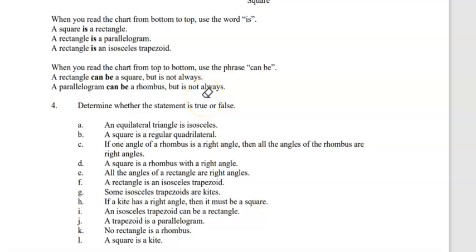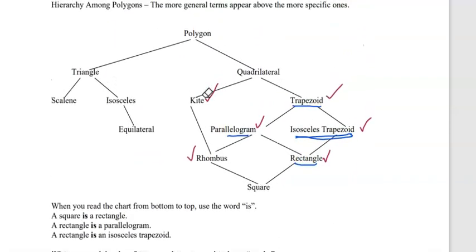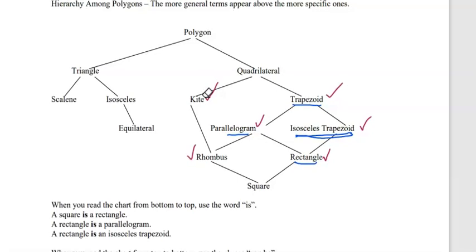All right, so continuing on with this concept of the breakdown of polygons, we're going to use this chart a lot in answering the next few questions. When we're working these problems, we are going to be trying to read a statement and tell whether it is true or false. And when you read a statement, let's just talk about this chart.